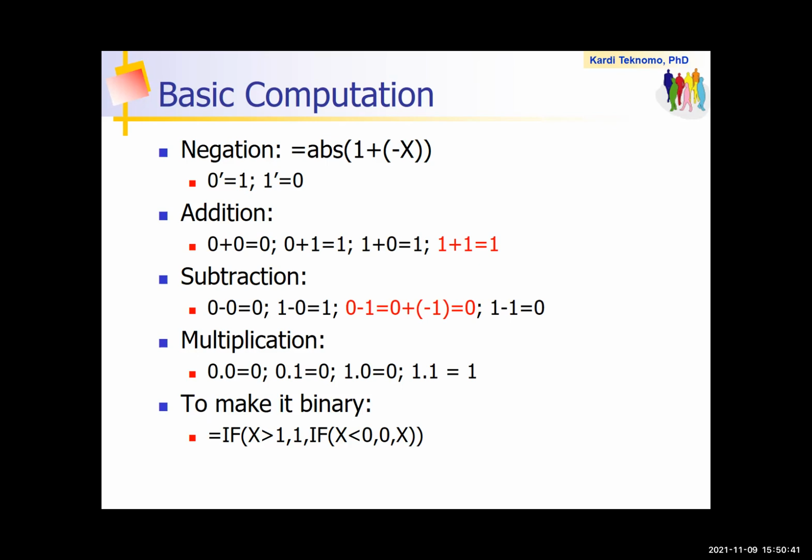Multiplication is just the same as ordinary multiplication. So you can also make it binary. If X is larger than 1, make it 1. If X is less than 0, make it 0. Otherwise, X.